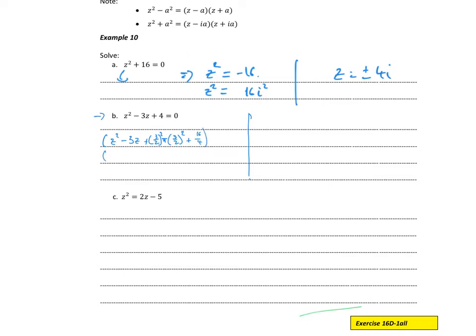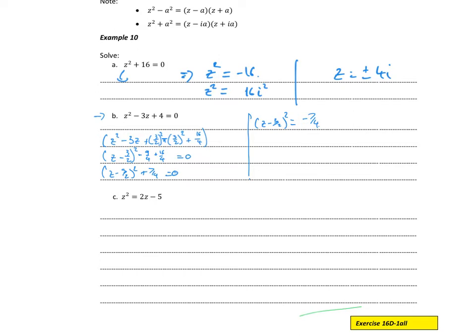So then I end up with z minus 3 on 2 all squared. So then we get minus 3 on 2 all squared, which is 9 on 4 plus 16 on 4. All that's equal to 0, of course. So we get z minus 3 on 2 all squared plus 7 on 4 equal to 0. We'll take it across. Now we can just solve as normal. Equal to negative 7 on 4.